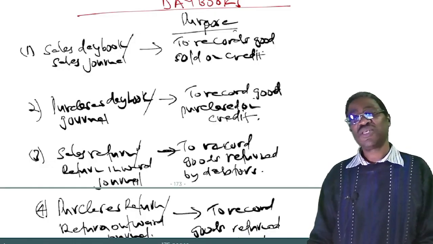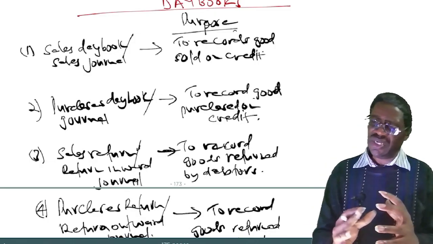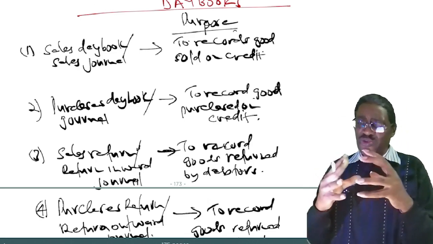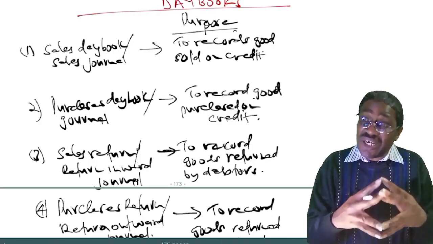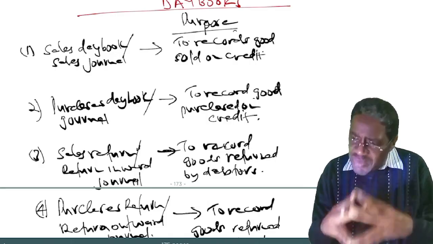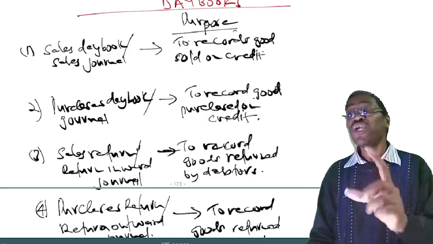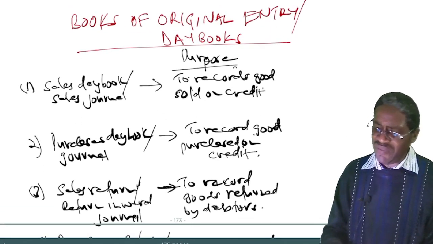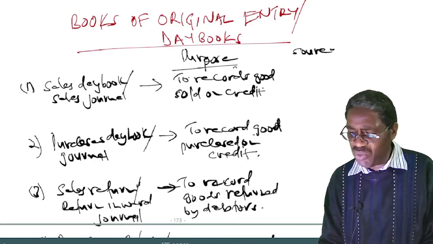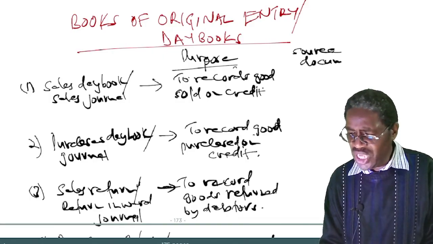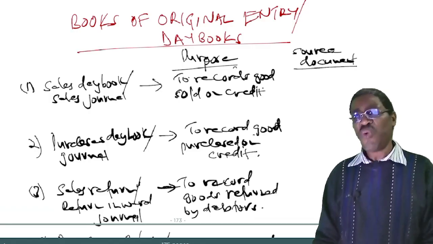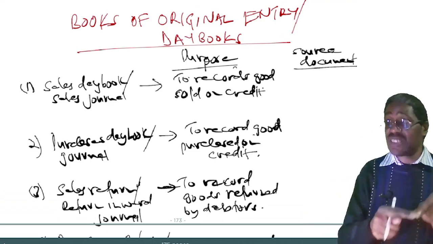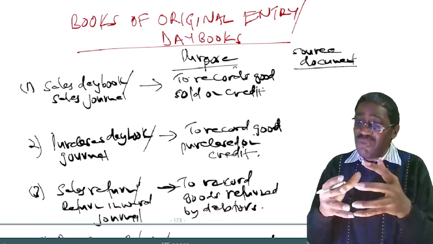Okay? So now listen. What I'm trying to say is that each of these books, where you are getting that information from so that you record that transaction in the book, that document where you're getting the information from, we call it the source document. So if I may have another column here to identify the source document for each of these books, where do you get the information from for you to record a credit sale in the sales day book? Where did you get that information as an accountant?